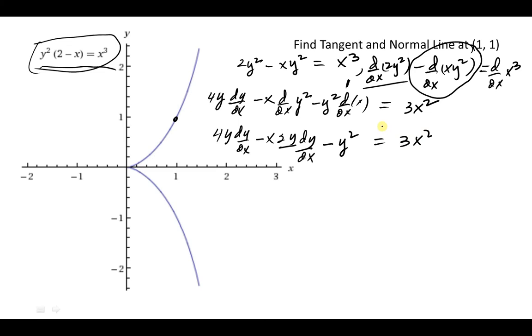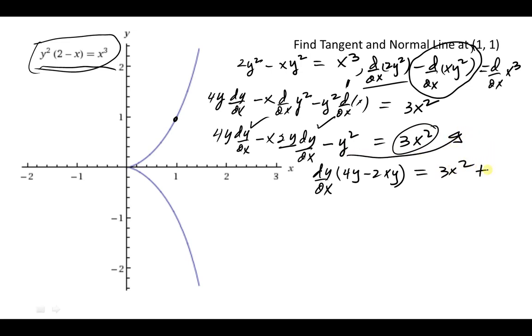Now, collecting all our dy/dx terms, we're going to get dy/dx times (4y minus 2xy) equals 3x squared, and bringing the minus y squared to the other side gives us 3x squared plus y squared. And then solving, dy/dx is (3x squared plus y squared) divided by (4y minus 2xy). And now we have an equation that can give us the slope of the tangent line.